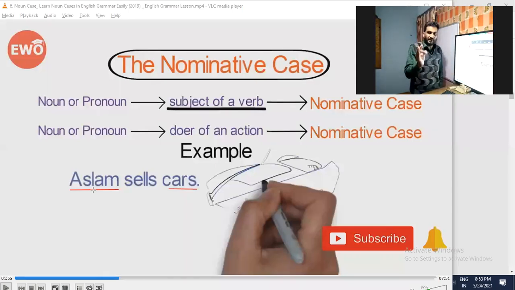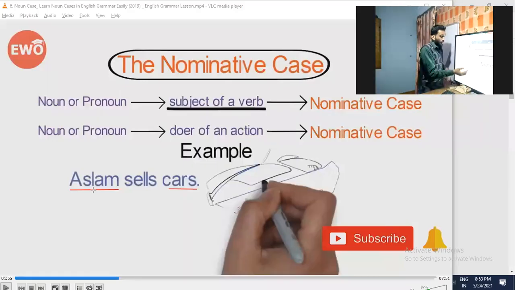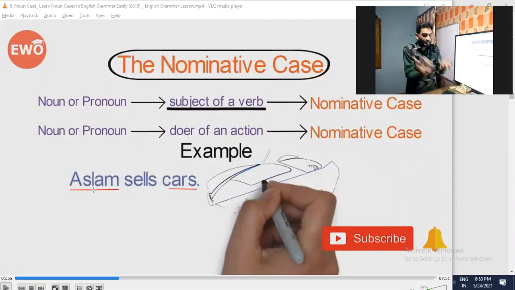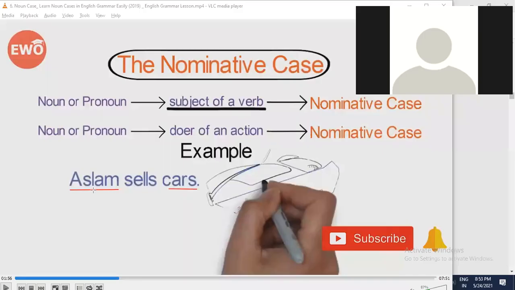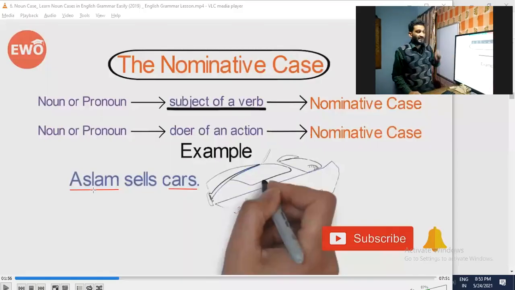The simple answer, the shortest answer, is Aslam. Aslam sells cars. Because who is in action? Who does the action? Aslam. So that means Aslam is the subject of the sentence. Aslam is the subject of the sentence. So when Aslam is the subject of the sentence, that means Aslam is in nominative case.